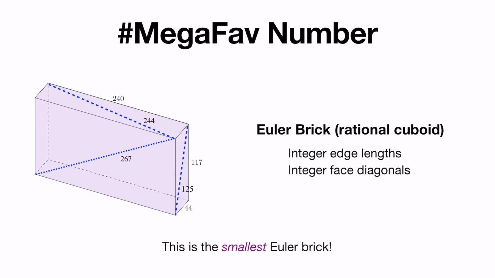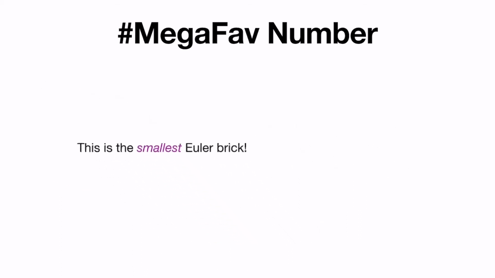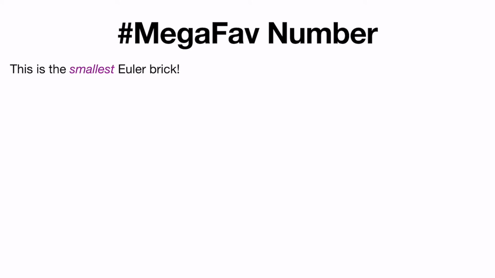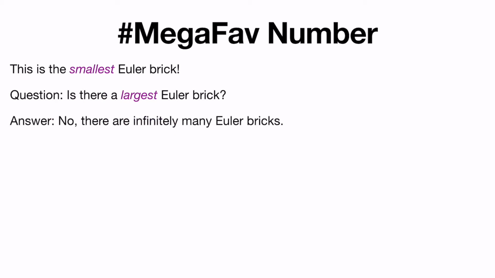So you might wonder why I didn't choose the volume of the largest Euler brick for my megafave number. Well, for that to be the case, there would have to be such a largest Euler brick, and it turns out that there are infinitely many such Euler bricks, so there is no largest one. So that might prompt you to wonder how you would prove that there are infinitely many Euler bricks. And I'm going to walk you through one parameterization known as Saunders parameterization that will create an infinite family, though it won't create all of them.